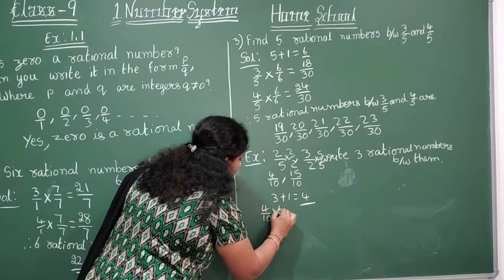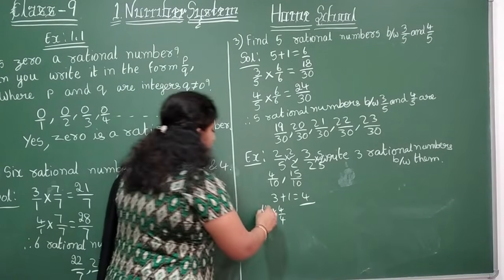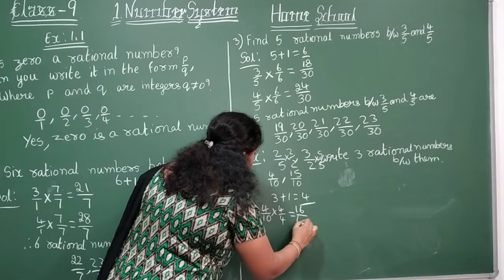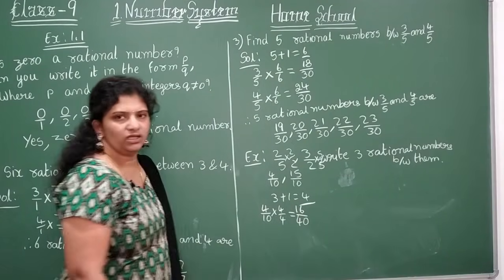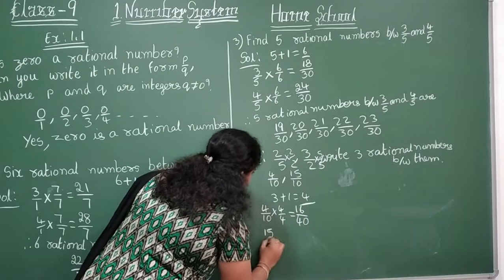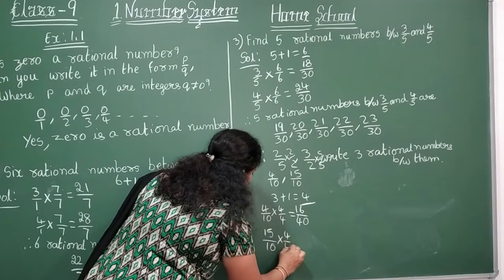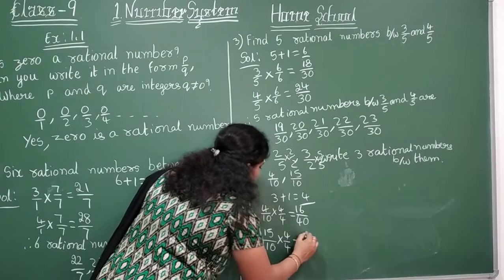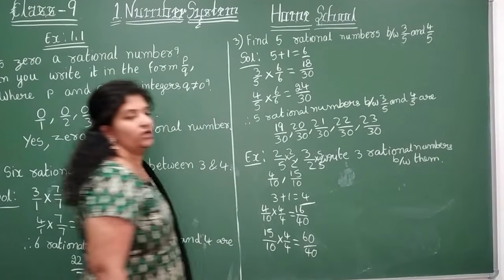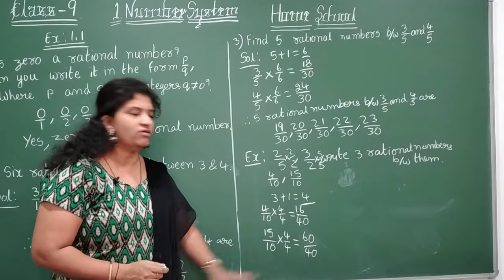4 by 10, multiply numerator and denominator by 4. That will be 4 4s are 16 by 10 4s are 40. Okay, same manner you multiply this one. 15 by 10 into 4 by 4. 15 fours are 60 by 40. How much here? 15 fours are 60 by 40.